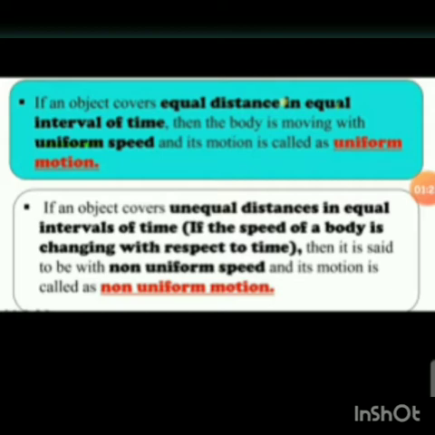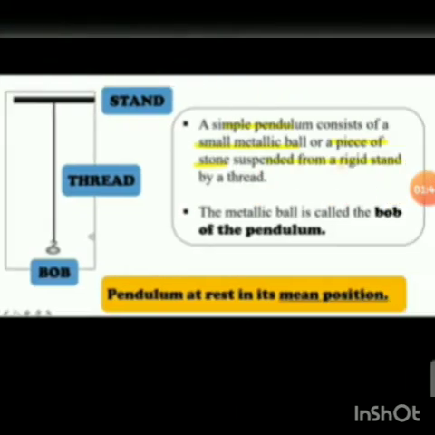When the objects cover equal distance in equal intervals of time, it is uniform speed. If an object covers unequal distances in equal intervals of time, that is, if the speed of the body is changing with respect to time, then it is said to be non-uniform speed, and the motion is also called non-uniform motion. Then let us see what a pendulum is.